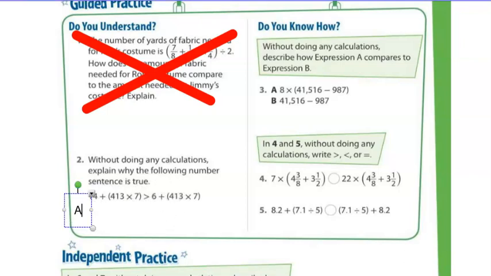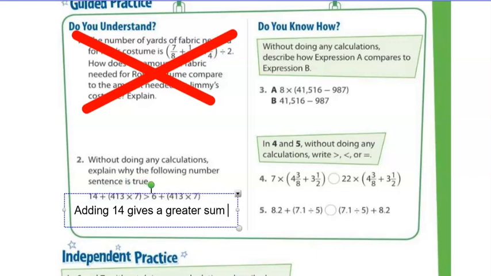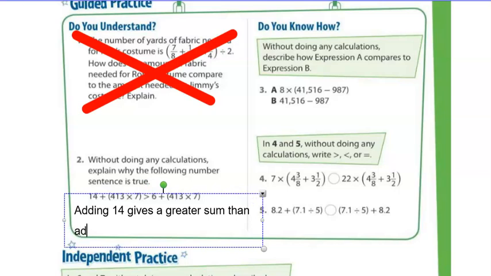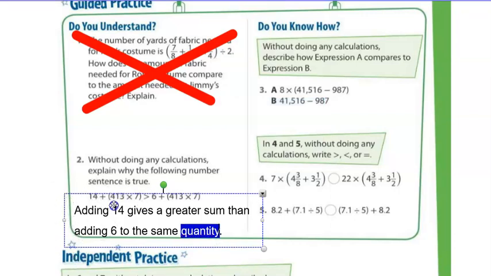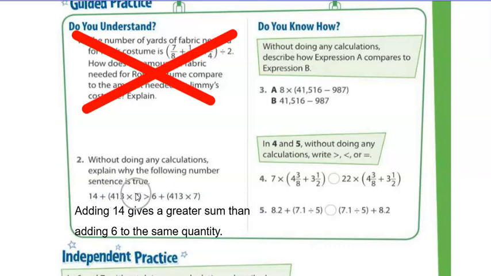So adding 14 gives a greater sum than adding 6 to the same quantity. So basically, adding 14 to the exact same product is going to give you a greater sum than adding 6 to the same product.